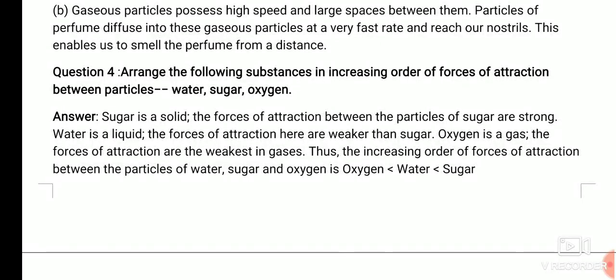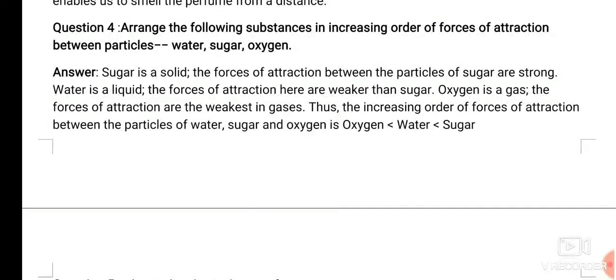Now arrange the following substances in increasing order of force of attraction. Here you can see water, sugar and oxygen are given. Sugar is solid. The force of attraction between the particles of sugar will be very strong. Water is liquid. The force of attraction here is weaker than in solid. And oxygen is a gas, so the force of attraction will be weakest in the gas. So what will be the increasing order? First oxygen will come, then water, then sugar.